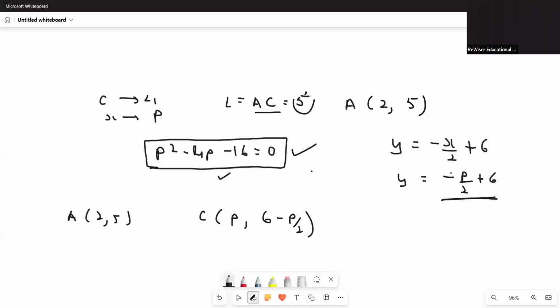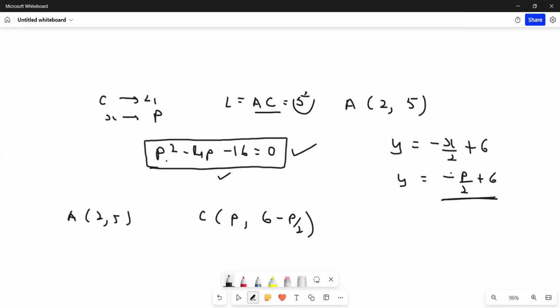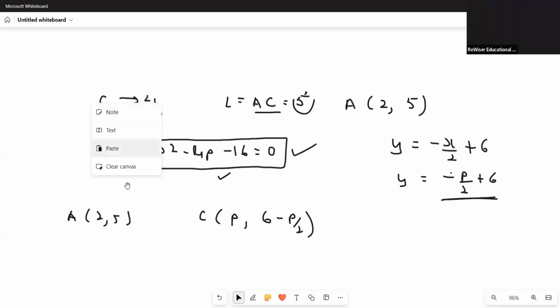Did you prove it, Valencia? Yes, sir. P square minus 4p is equal to 1, I'm getting. You're getting p square minus 4p equals 1. Yes, sir. No, but that's not the case. You have to prove p square minus 4p minus 16 should be equal to 0, right? So let's do it together.